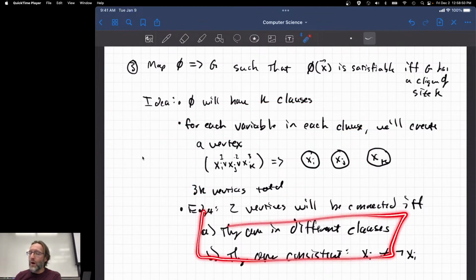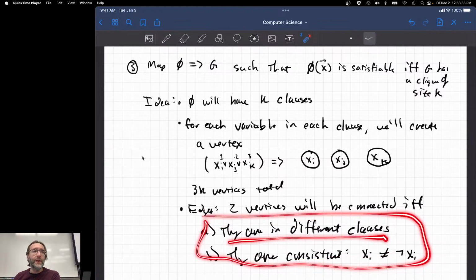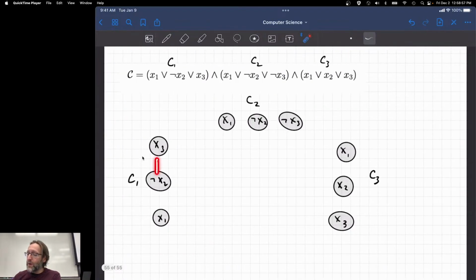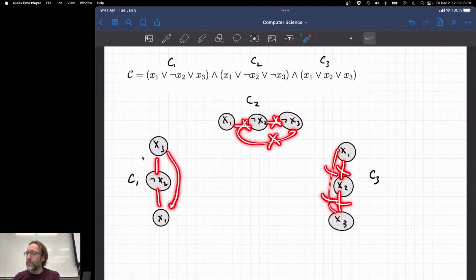Now I'm going to draw edges according to these 2 criteria. They've got to be in different clauses. So in other words, I'm not going to be drawing anything between a given clause. All right? These are not going to be edges. Right? These are not going to be edges. Nope, none of those edges there.